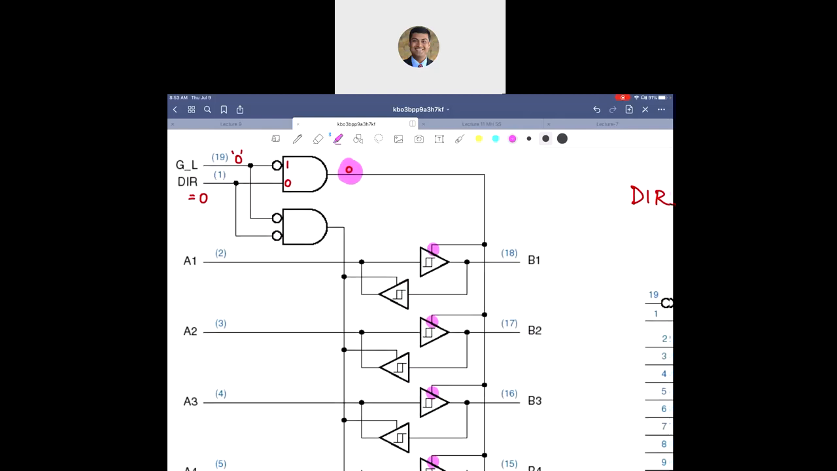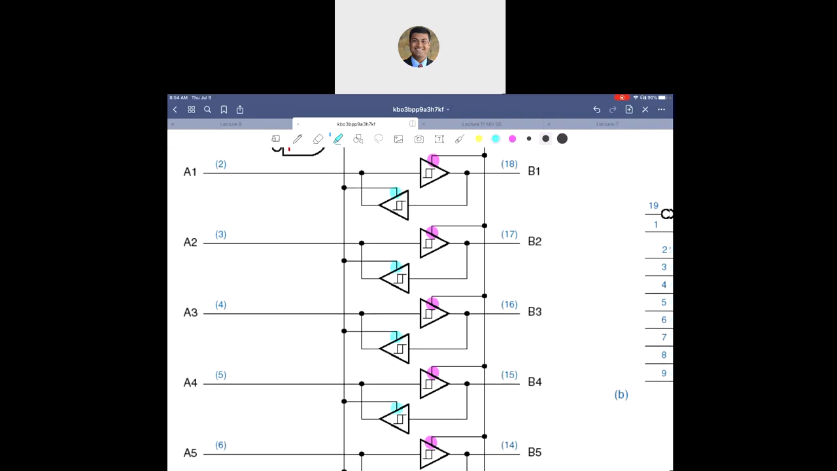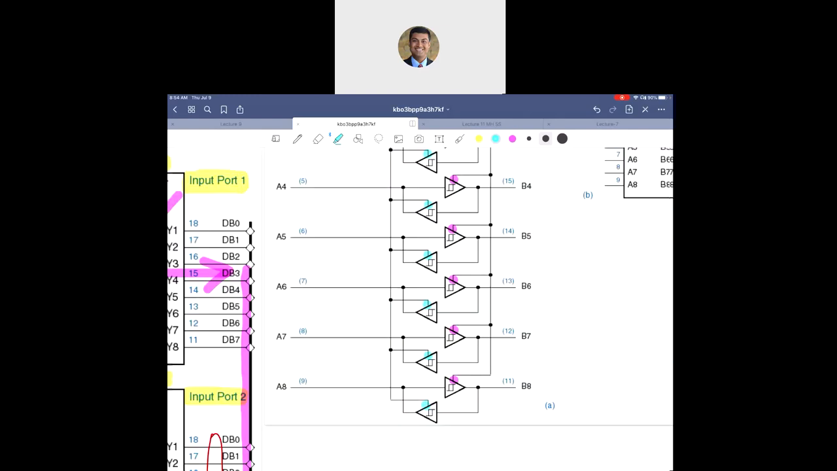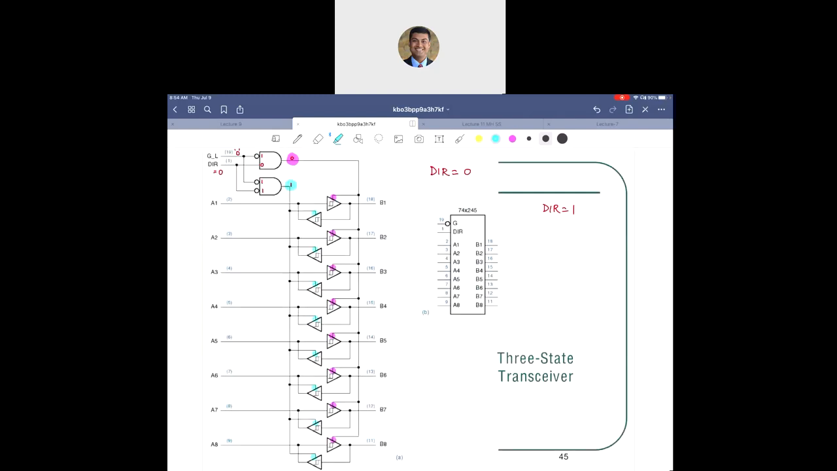How about here? This guy is zero, that means this guy is one there. This guy is zero, that means this guy is one there. That means this is one. Let me mark this in blue. If this is one, that means this is enabled. So tell me, if the direction is zero and the chip 74X245 is enabled, things are moving from A to B or B to A? Michael says B to A, which is absolutely correct.